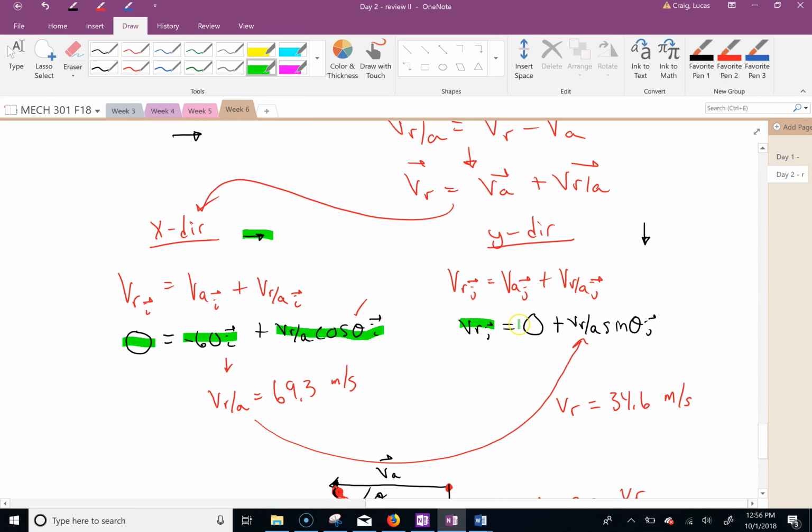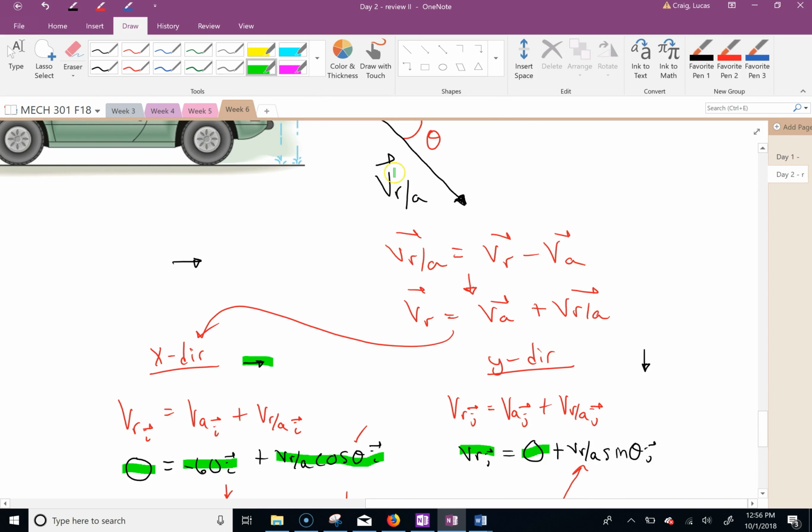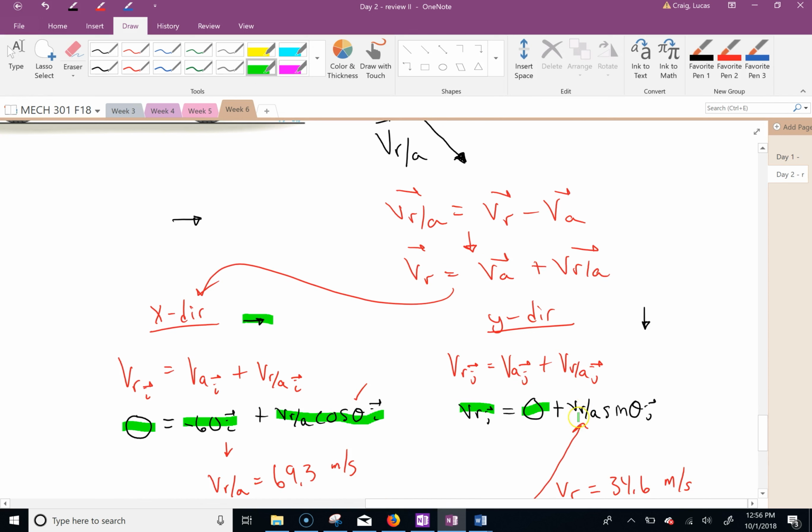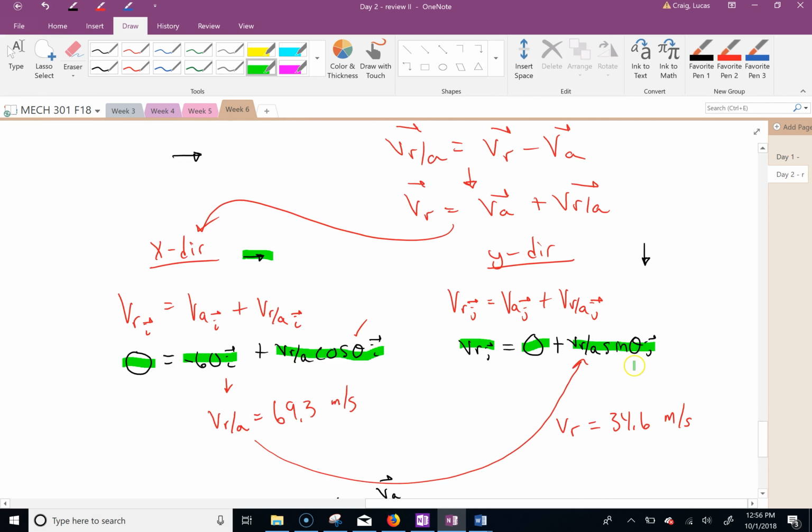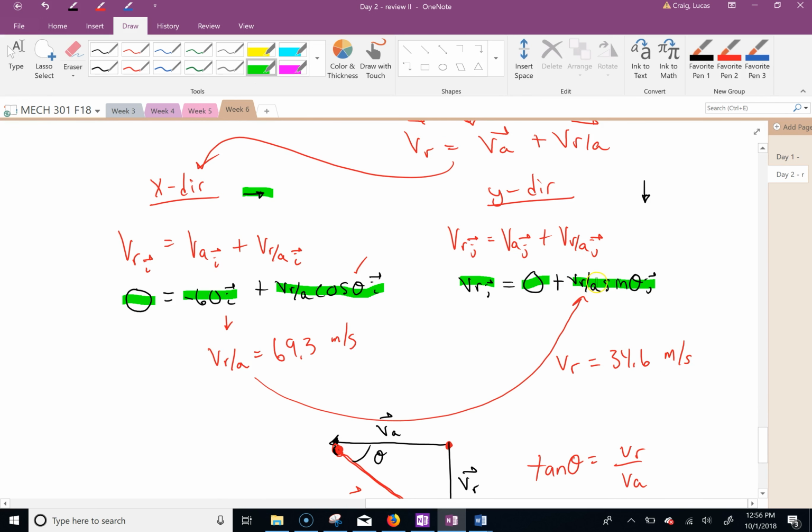Over here in the y direction, we know that there's a velocity in the j direction. Velocity of the automobile in the j is 0. And we break this black component again, going downward as positive, right here. So now we have the velocity of the rain with respect to the automobile, sine theta in the j, and we plug this value in here to get now velocity of the rain.